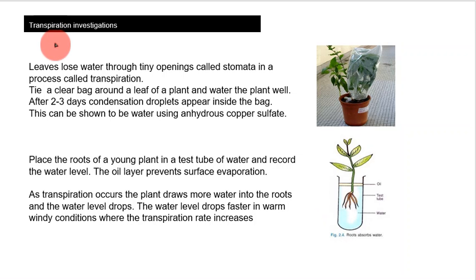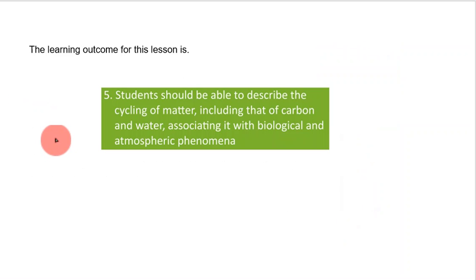So that is the water cycle. So let's just go back and think about what we've looked at. Students should be able to describe the cycling of matter. So we've looked at the carbon cycle and the water cycle, including that of carbon and water. So we've looked at how carbon and water cycle through nature and associated biological and atmospheric phenomena.